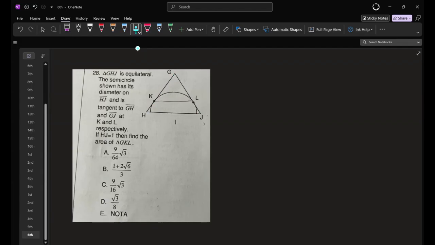So first of all, let's assume this point I to be the center of the semicircle. Now, if we join a radius like this, it's perpendicular. Exactly, this will also be perpendicular over here. Now let's join points K and L as well.